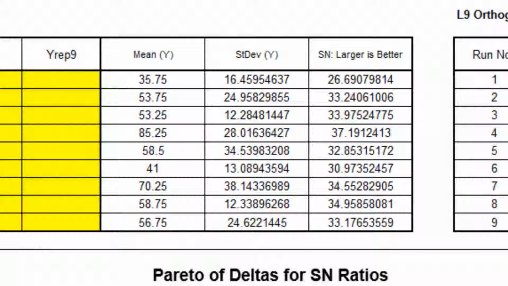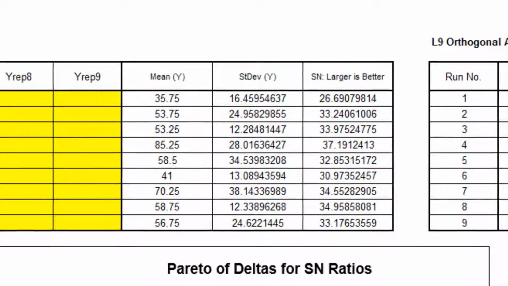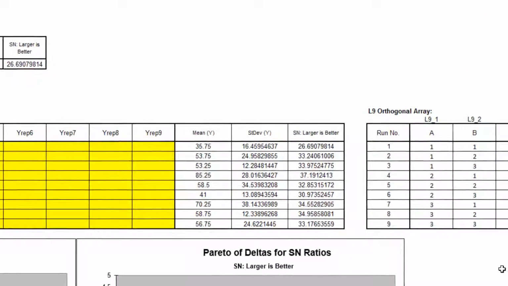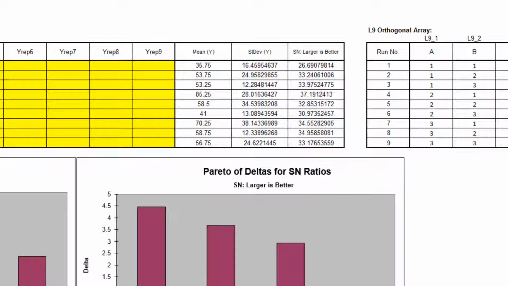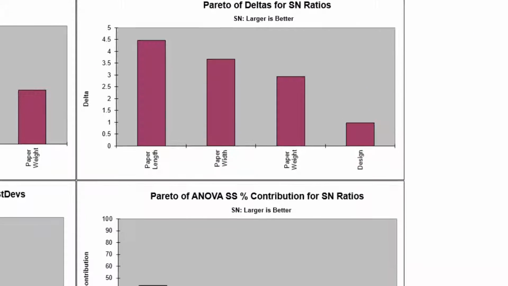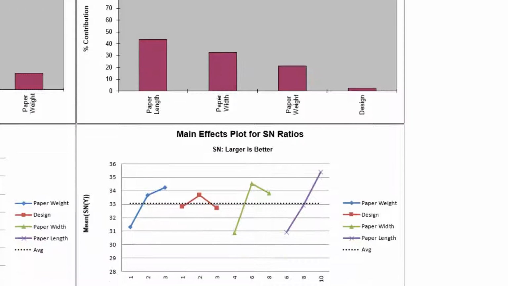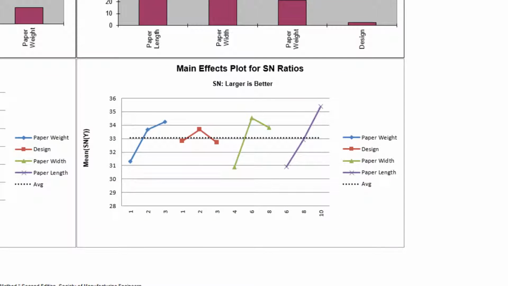Since there are no interactions, we will focus our analysis on the main effects plots for signal-to-noise ratio and mean distance as done in the paper. Scroll right and down to view the main effects plots for signal-to-noise ratios. The optimum settings to maximize SN ratio are paper weight equals 3, design equals 2, paper width equals 6, and paper length equals 10.